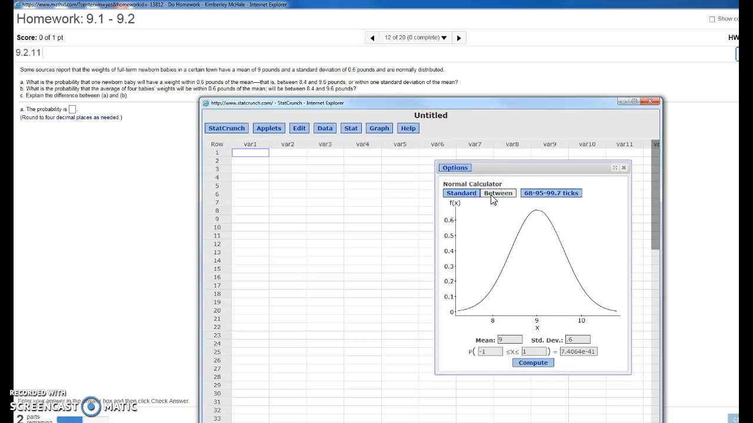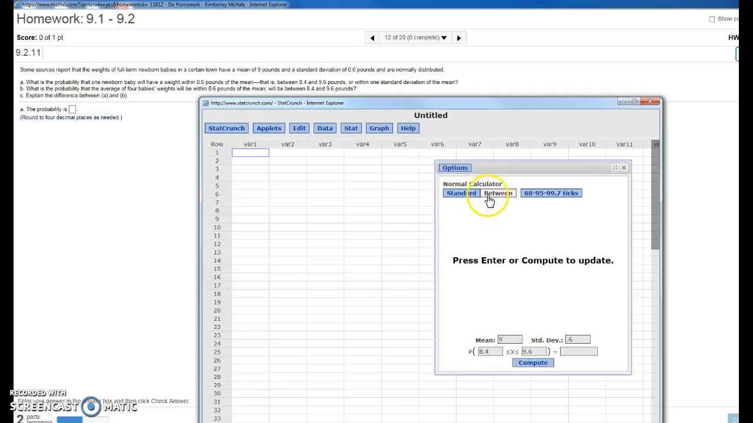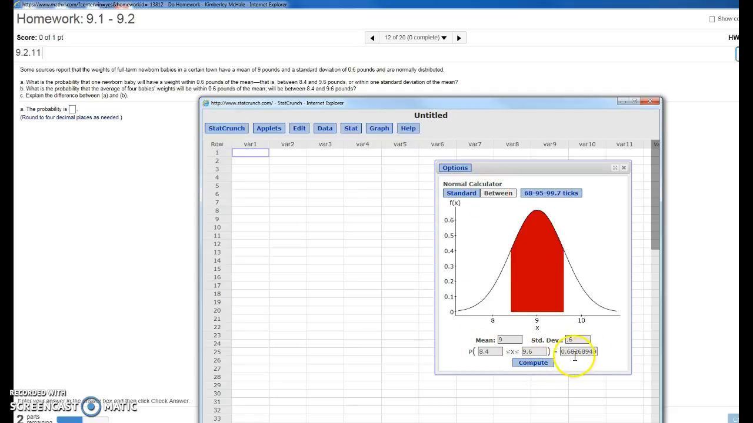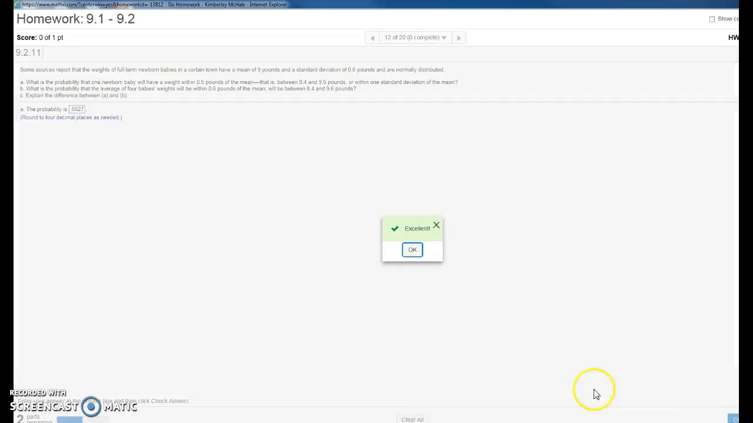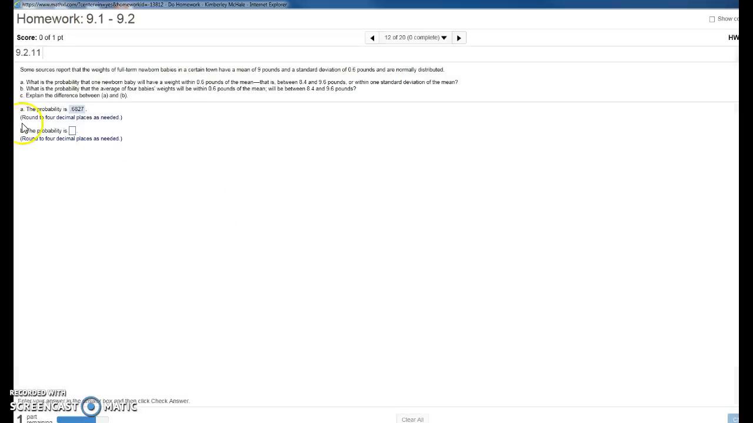I'll put between, and I see 8.4 and 9.6. So I did toggle from standard to between because I had a lower bound and an upper bound, and I hit compute. And look, I get that 68%. This asks me to round to 4 decimal places, and so I'm going to put 0.6827. Check that answer.